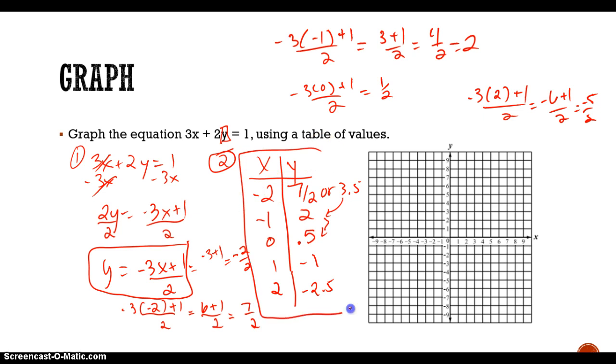So we made our function. We made our table of values, and now we have to graph these points. So -2, 3.5; -1, 2; 0 and a half; 1 and -1; and 2 and -2.5. So we can see that we have a decreasing line here from left to right. Okay? After we plot points, make sure that our line is straight. Make sure these points line up to make a straight line.